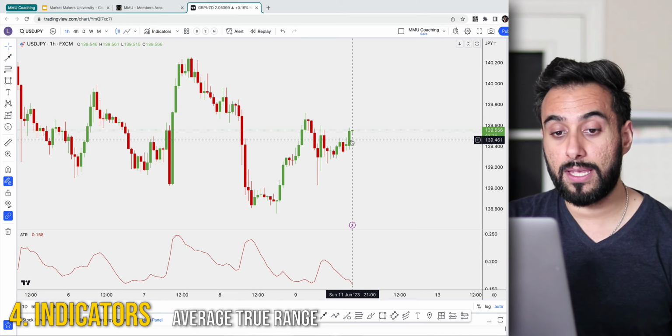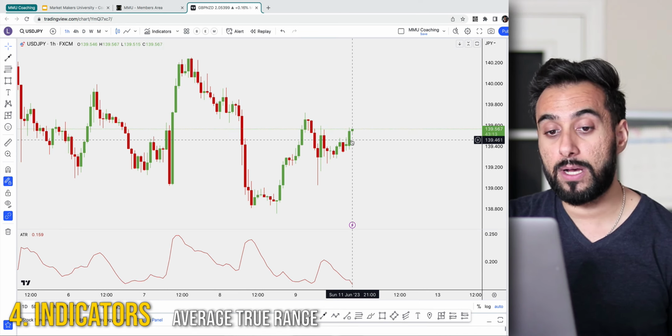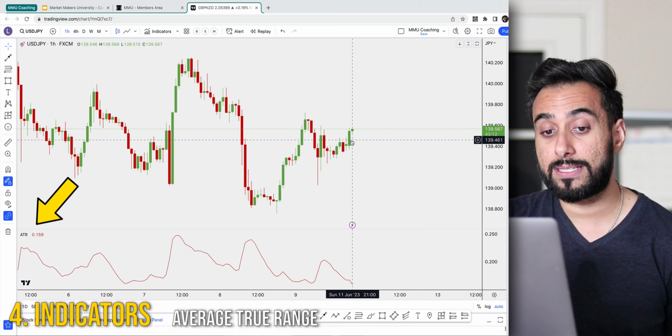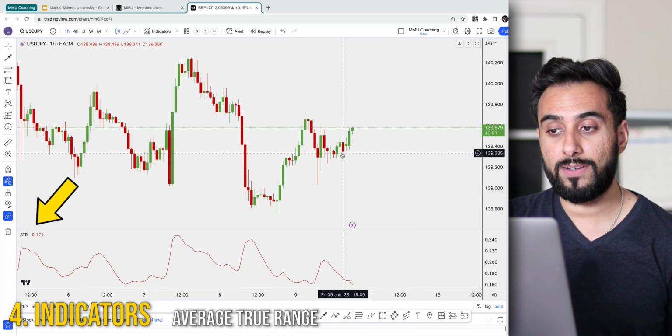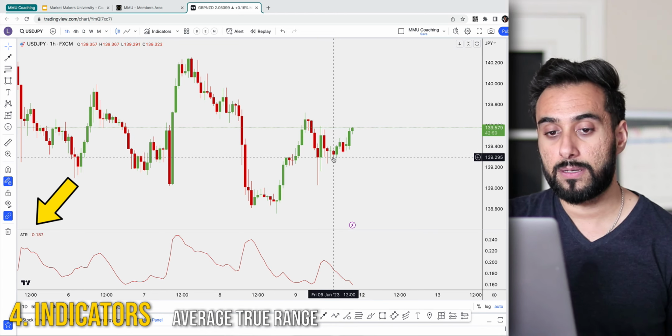So in this case, you can see how volatile this pair was. It was volatile by around 16 pips. And here was around 16 pips. And the previous candle, another 16 pips. And here's 17 pips, 18 pips, 18 pips.